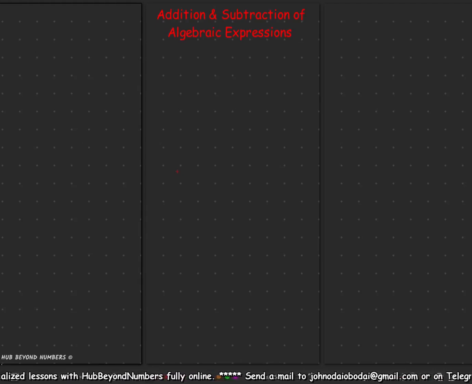Kindly grab your notebook and pens and join along as we add and subtract some algebraic expressions. Now, I would like you to know that there are some steps you need to know before you can add and subtract algebraic expressions. The first one is, first of all, you need to what? Add or combine like terms. So our first thing we need to do is to know how to combine like terms.